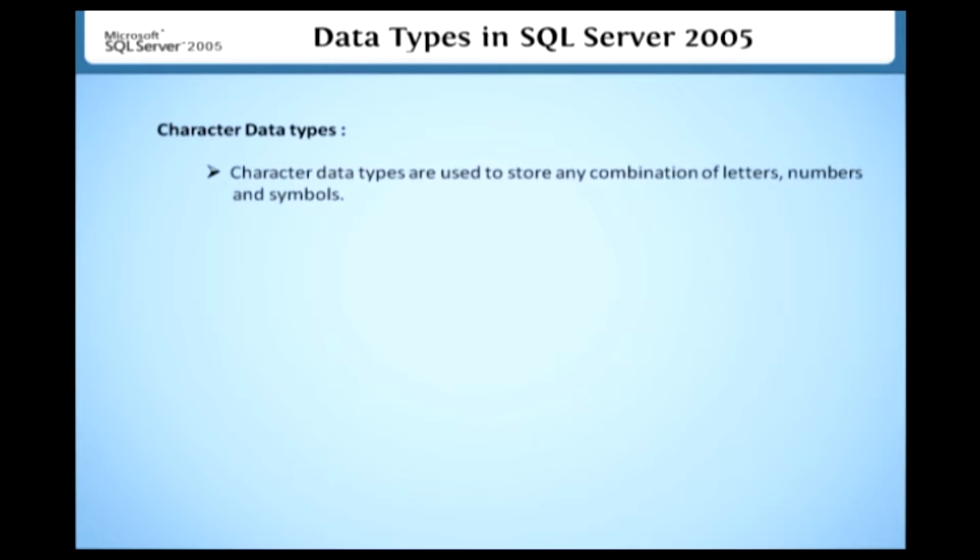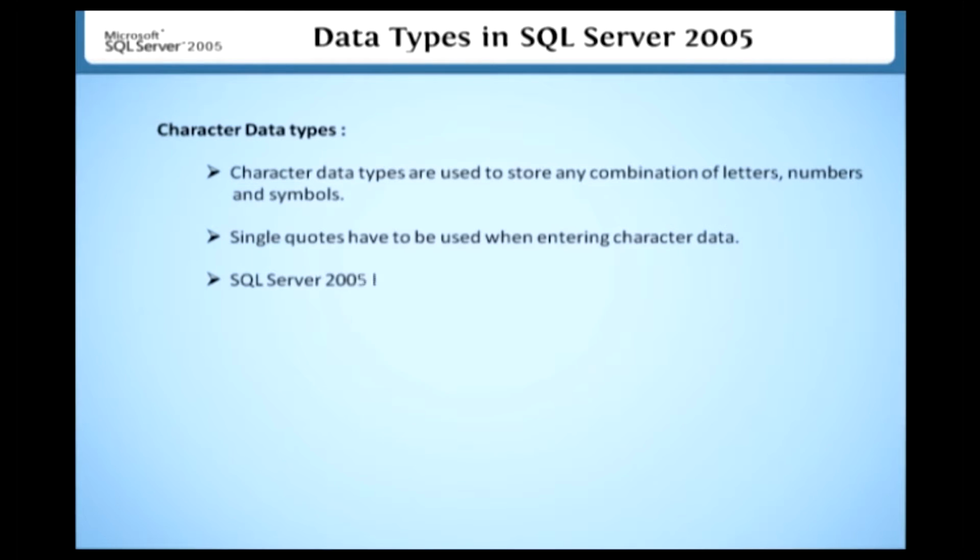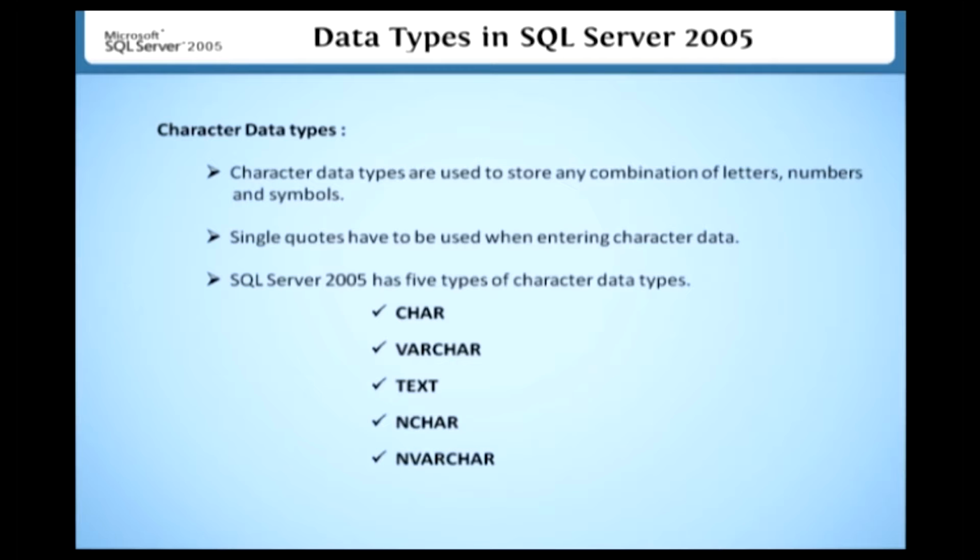Here we have discussed the numeric data types. Now we will see the character data types. Character data types are used to store any combination of letters, numbers, and symbols. Single quotes have to be used when entering character data. SQL Server 2005 has 5 types of character data types. They are char, varchar, text, nchar, and nvarchar.